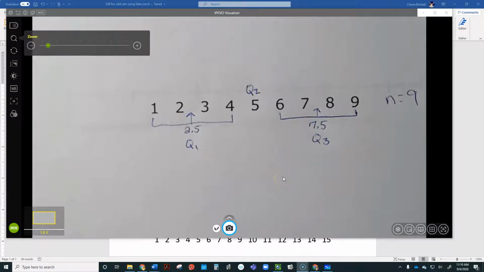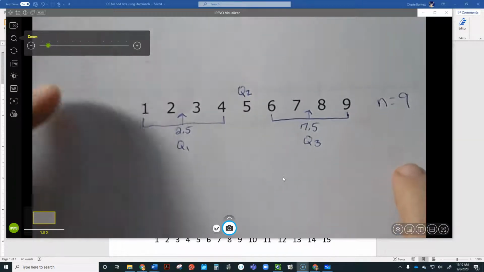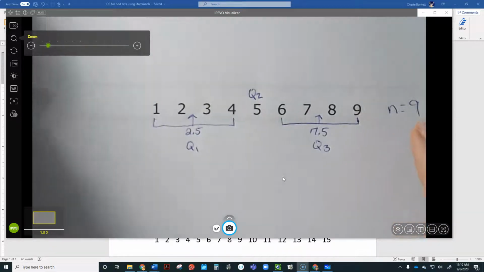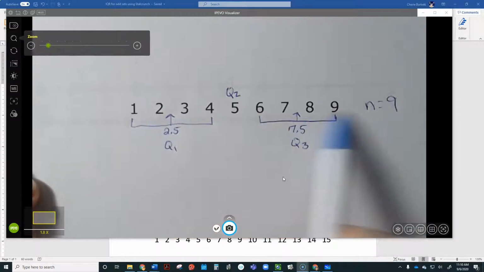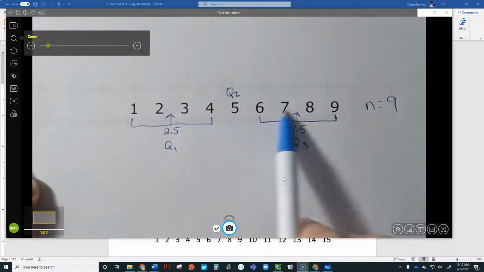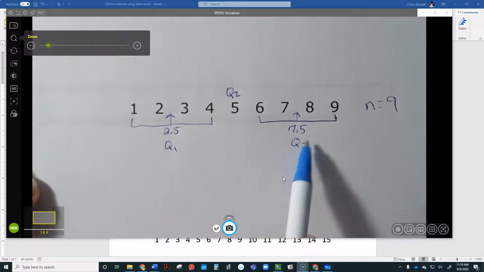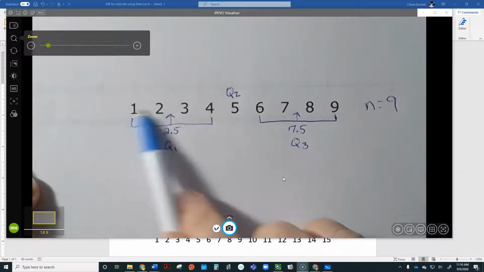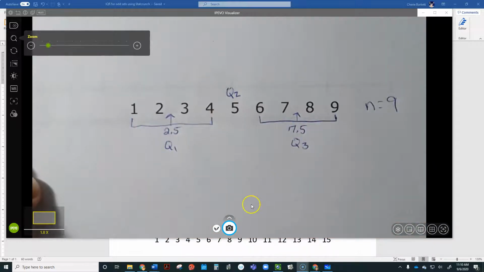Okay, we left off at the end of the last video discovering that if we follow the guidelines in the textbook for calculating Q1 and Q3, when we had a data set that had 9 numbers, StatCrunch calculated it a little bit differently.